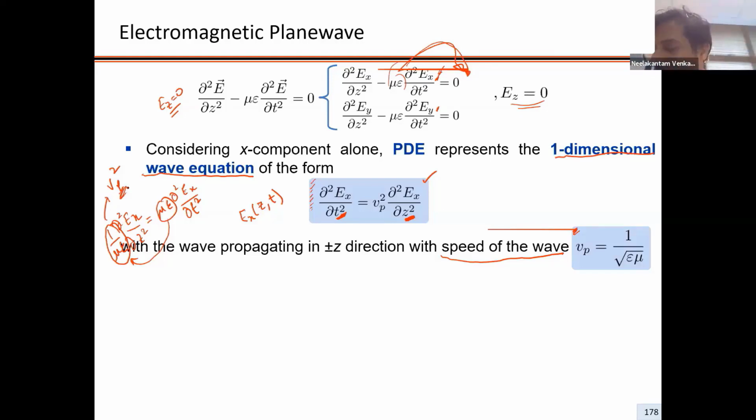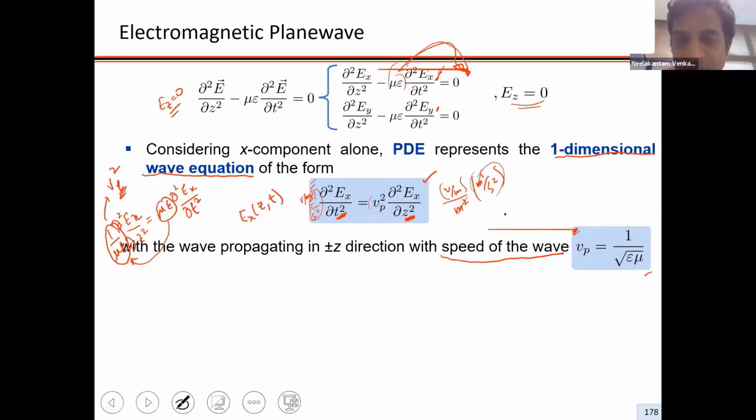So that phase velocity, E is volts per meter. This is also volts per meter, but this is per meter per second square. So this is going to be in volts per meter per second square. This is going to be volts per meter square. So Vp must be something which is like meter square per second square. So that meter square cancels.